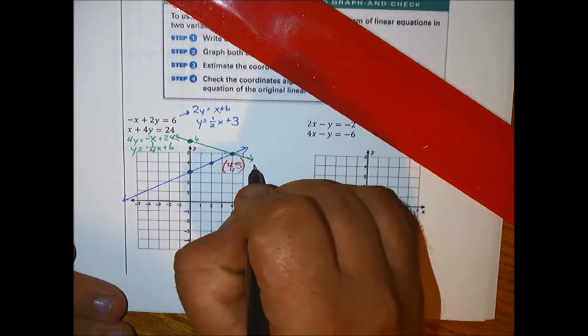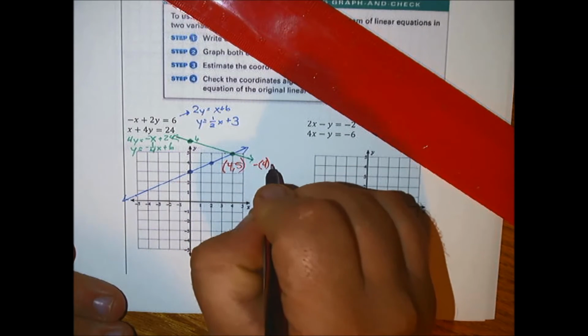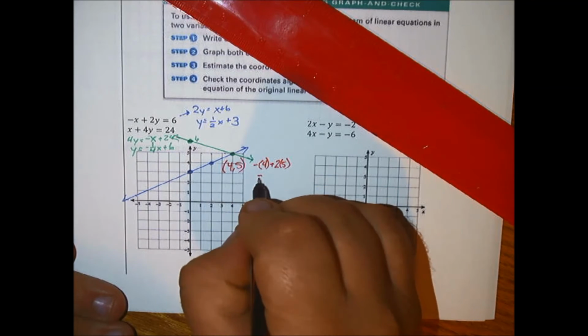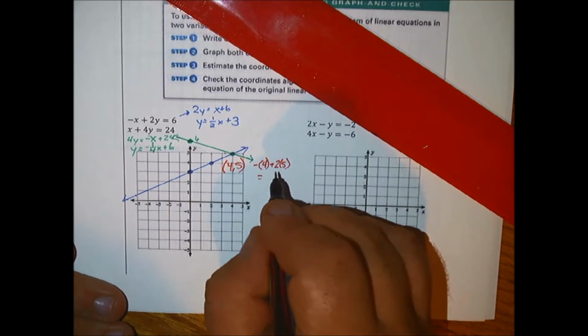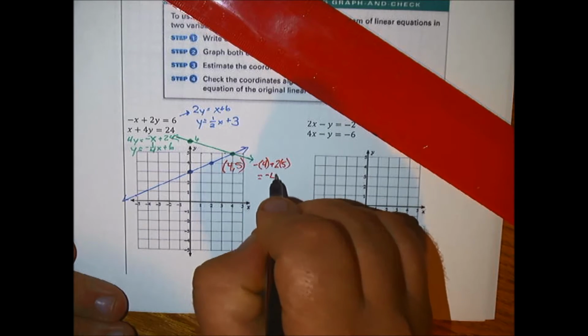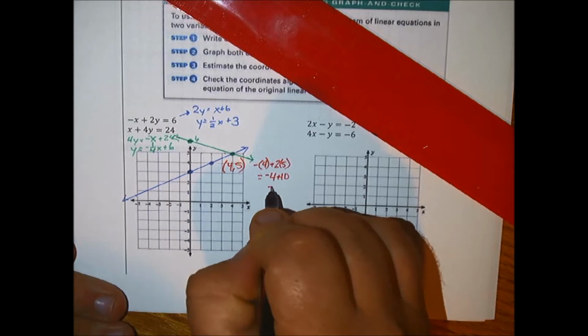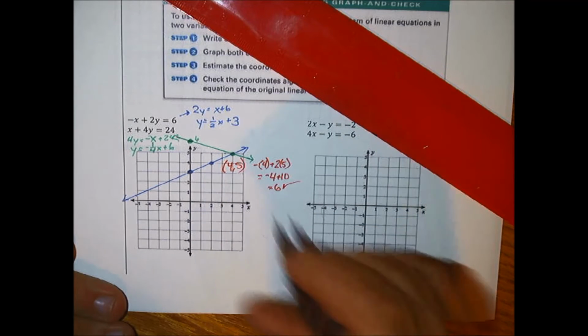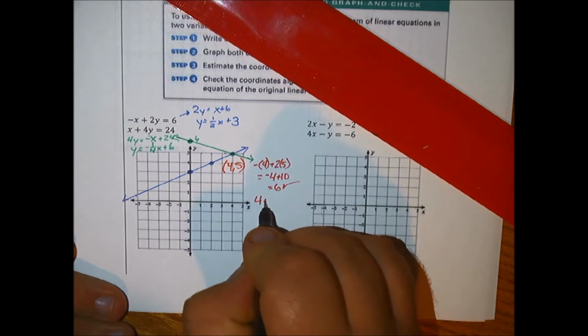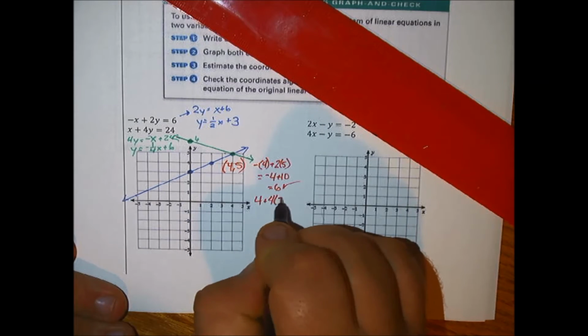Again, the important part here is to plug them back in and make sure that they work. So here I'm going to have negative 4 plus 2 times 5. Remember, I don't write the equals 6. I'm going to make sure that as I work it out, it equals 6 itself. So I have negative 4 plus 10, and that equals 6. That's good to go. Let's plug those into the other one. So I have 4 plus 4 times 5.